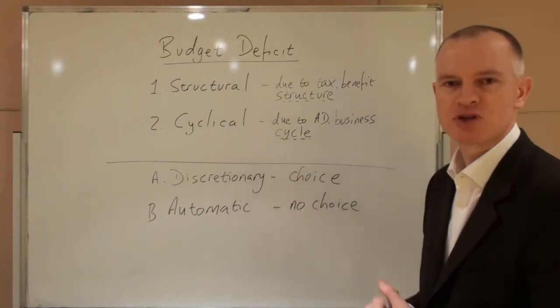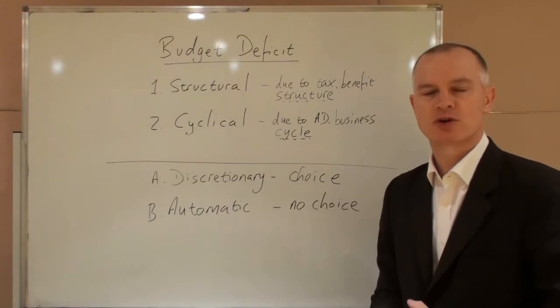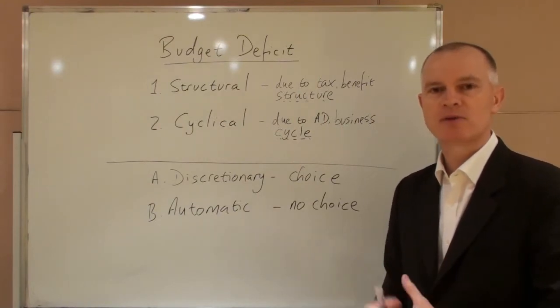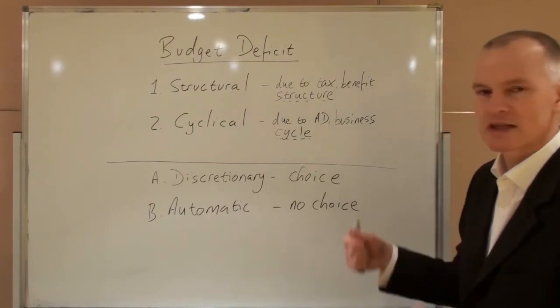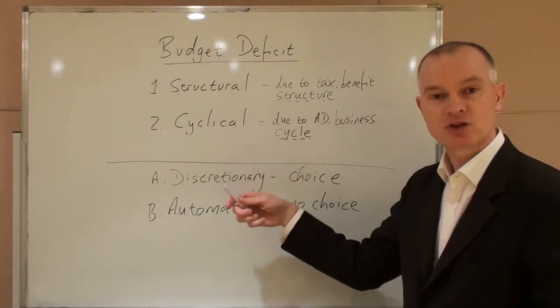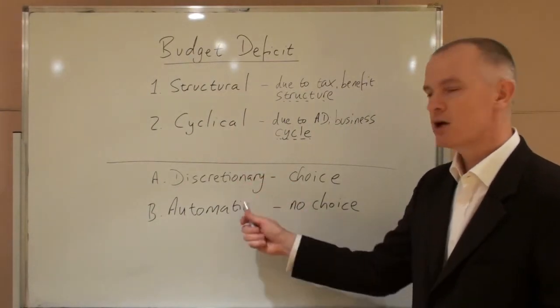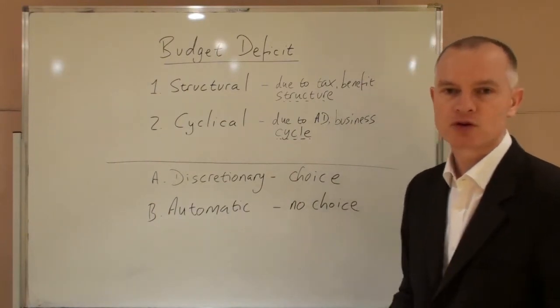We can consider the budget deficit from a variety of perspectives. The one I want to consider today is whether we describe the budget deficit as a structural budget deficit or as a cyclical budget deficit. In addition, I will consider the idea of discretionary budget deficits and automatic budget deficits, which will take us on to consider the role of automatic stabilisers.